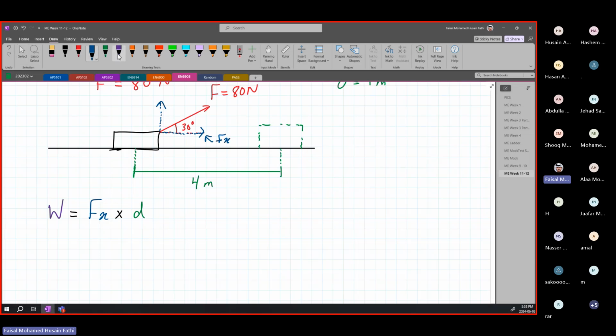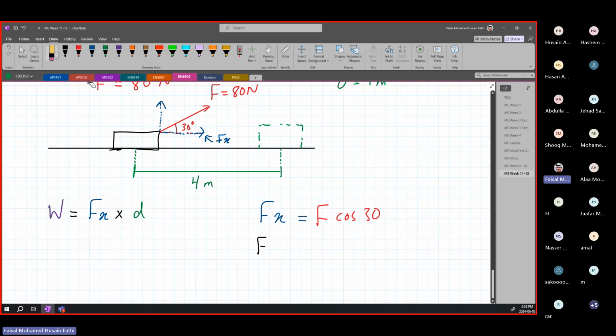How do you find Fx? If you remember from before, Fx is simply equal to F cosine 30. So Fx is going to be 80 cosine 30, which is going to be a value. All right. I believe it's going to be 40, right? No, it's not going to be 40 times 80. It's going to be 40 square root of 3, or 69.28 newtons. So this is the force that we need to look at, our Fx force, because that's the one that is causing the movement of this distance.